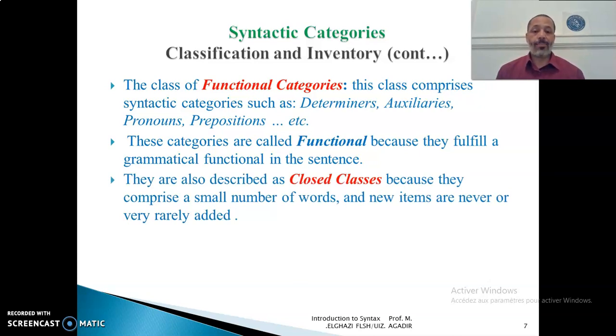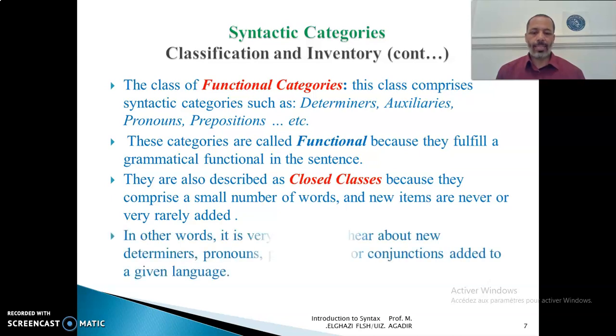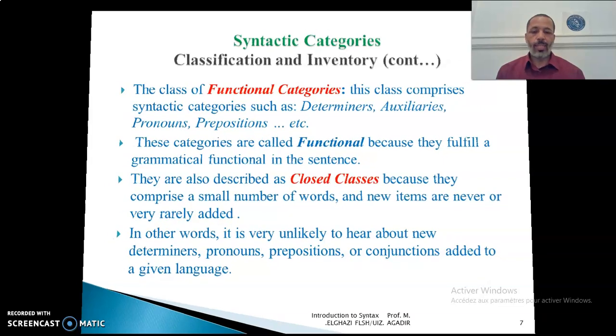They are also described as a closed class because they comprise a small number of words and new items are never or very rarely added to this class. You never hear, for example, in English that a new preposition is added or a new auxiliary or a new negative marker. Those that we know many years before still exist, still persist. The class is closed. It doesn't allow the addition of new items to it. In other words, it is very unlikely to hear about new determiners, new pronouns, new prepositions, or new conjunctions added to the language.